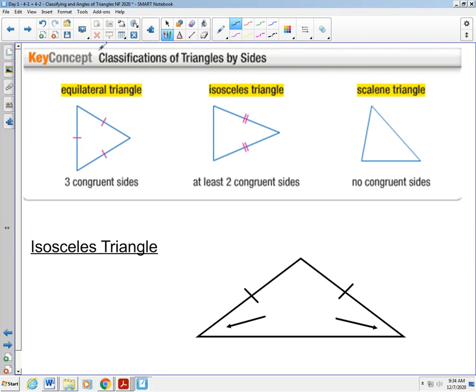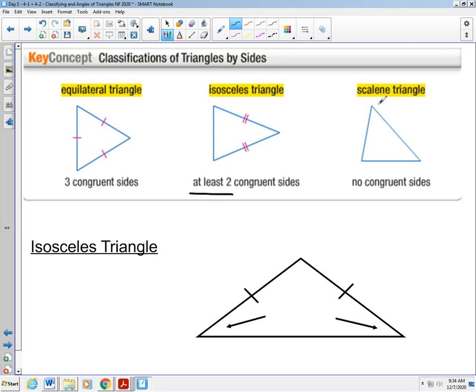Okay, we can also classify triangles by their sides. First we will talk about the equilateral triangle. Equilateral triangle, three congruent sides. Next one is the isosceles triangle. Isosceles triangle, at least two congruent sides. And this is very important: at least two congruent sides. So that means if a triangle is equilateral, it's automatically isosceles. But the converse is false. If a triangle is isosceles, it doesn't mean it's equilateral.